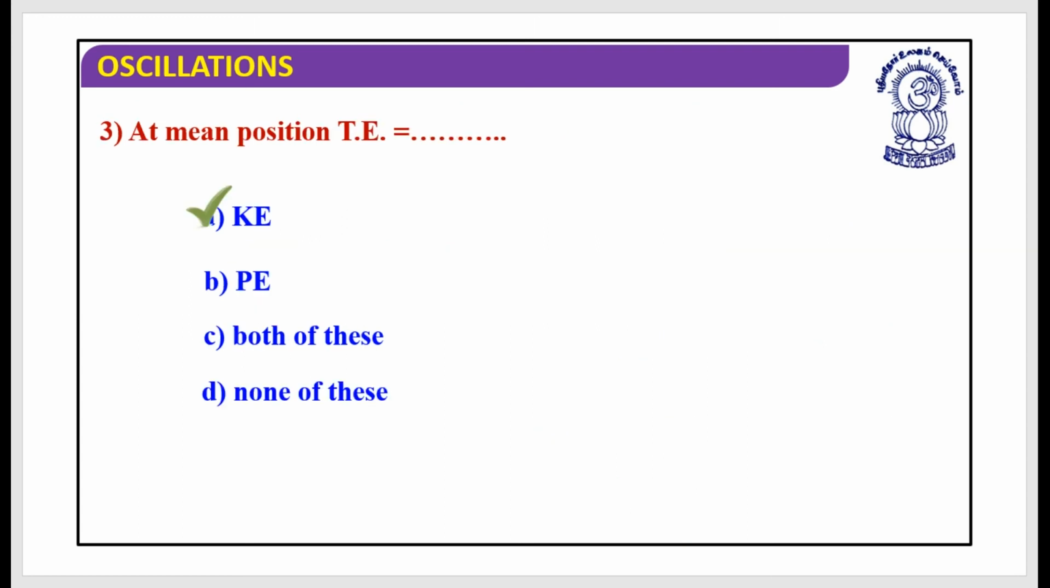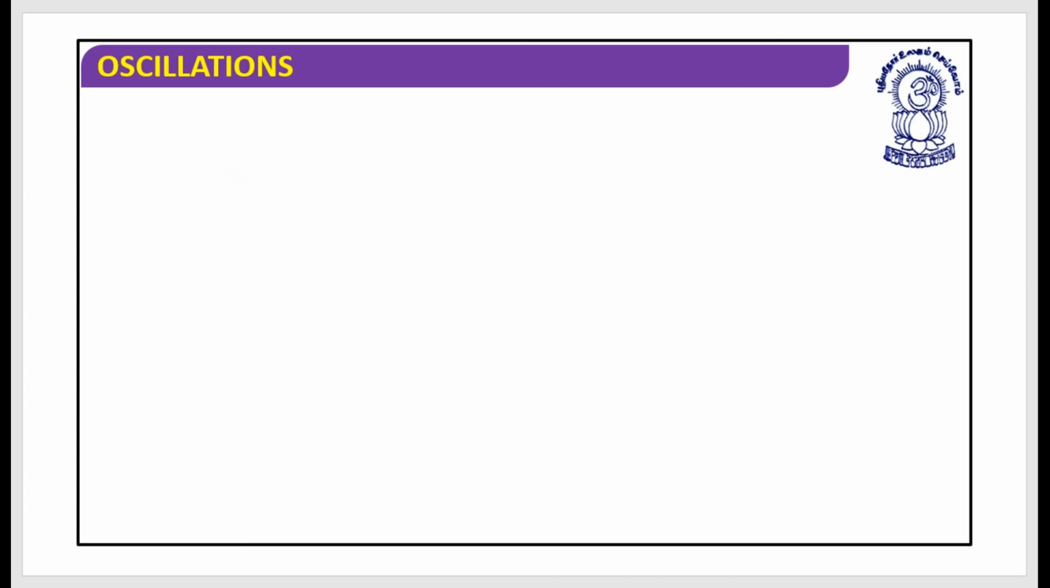Correct. Next, at the mean position, total energy is equal to kinetic energy, because at the mean position the value of potential energy would be zero, and that's why kinetic energy plus potential energy is equal to the total energy. I hope this is clear. Are you sure? Great. Now let's work on one question.